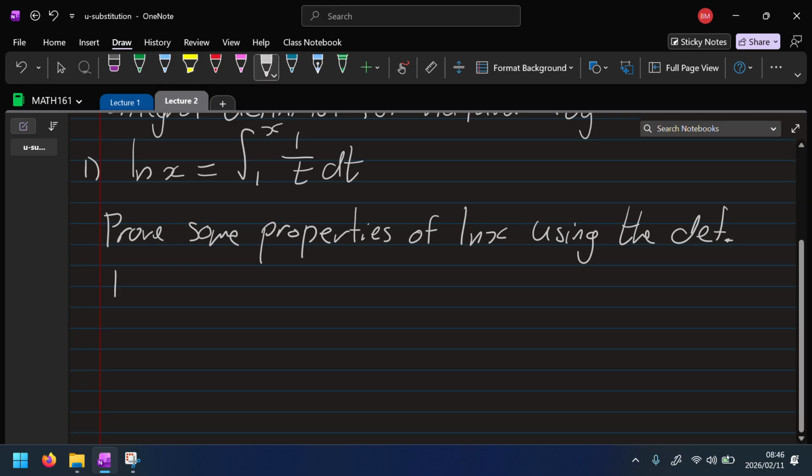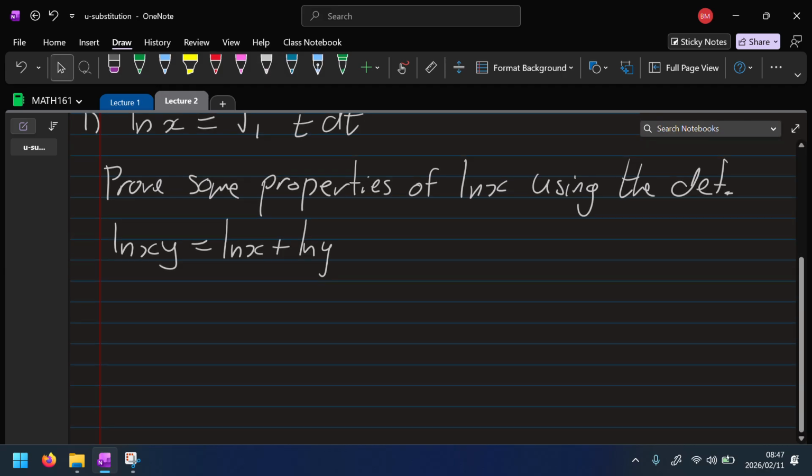So the first one, natural log of xy is equal to the natural log of x plus the natural log of y. We want to prove this. You can start on either side, right? You can start on the left side and get to the right side, or start on the right side and get to the left side. We're going to start on the left side and try to get to the right side. Maybe for homework, you can try the other way around. So we're going to start with the natural log of xy. The goal is to write this first as the integral, then split it up, and try to get to those two parts separately.